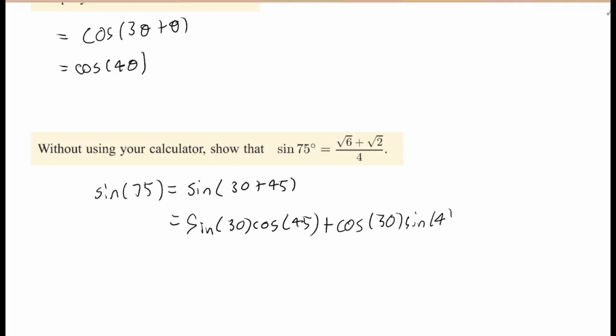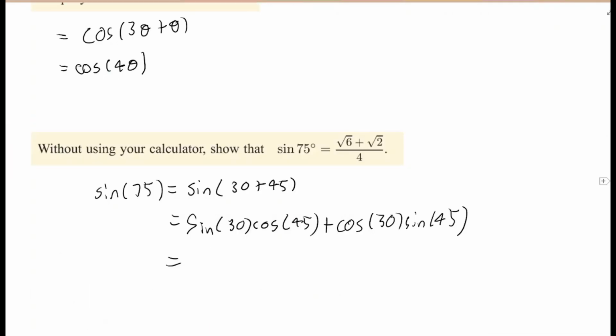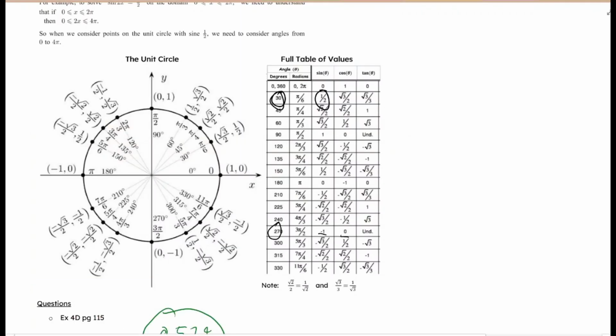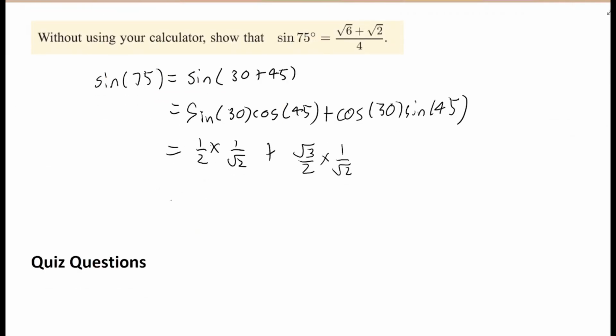So let's see, sine of 30 degrees is going to be a half. Cos of 45 I know is 1 over root 2 from the unit circle as well. Then cos of 30 degrees is going to be root 3 over 2 times 1 over root 2 as well. All this simplifies down to 1 over 2 root 2 plus root 3 over 2 root 2.